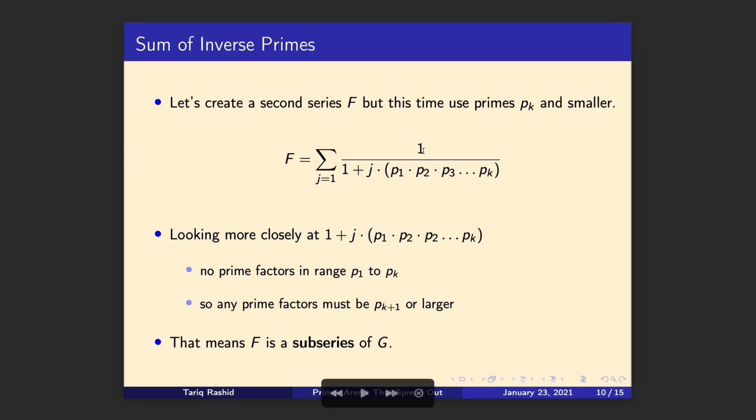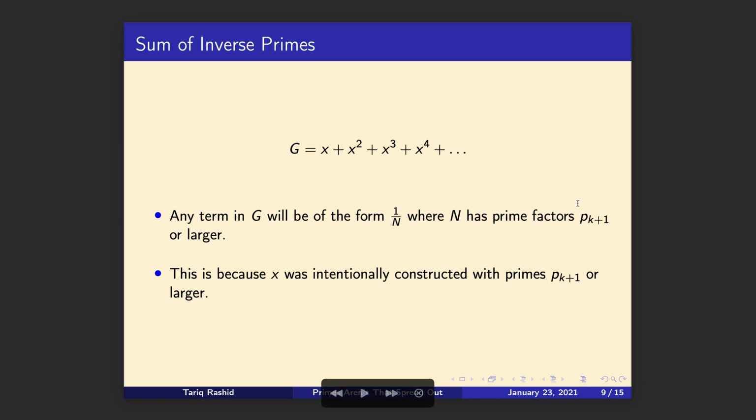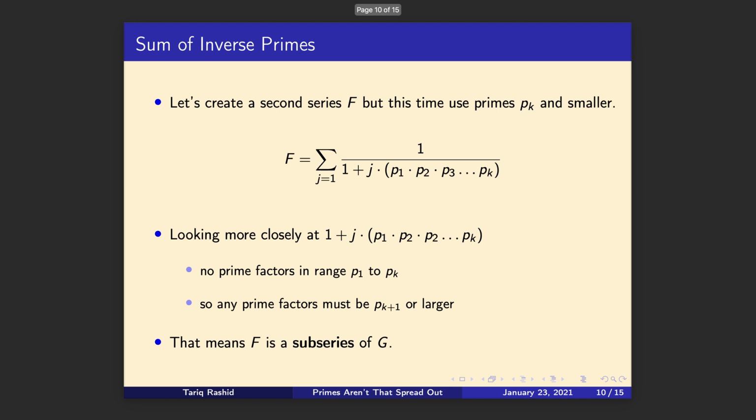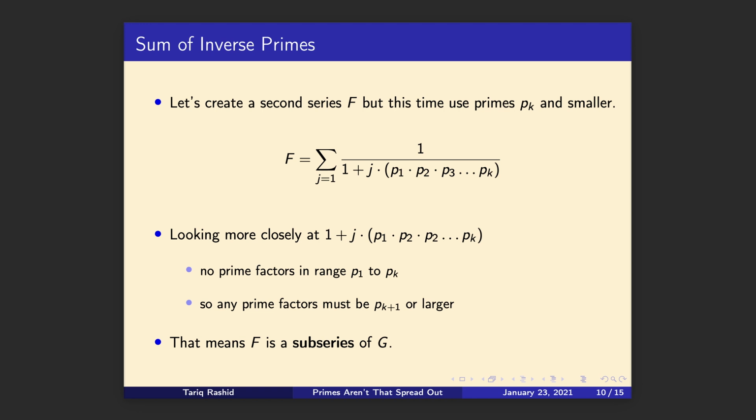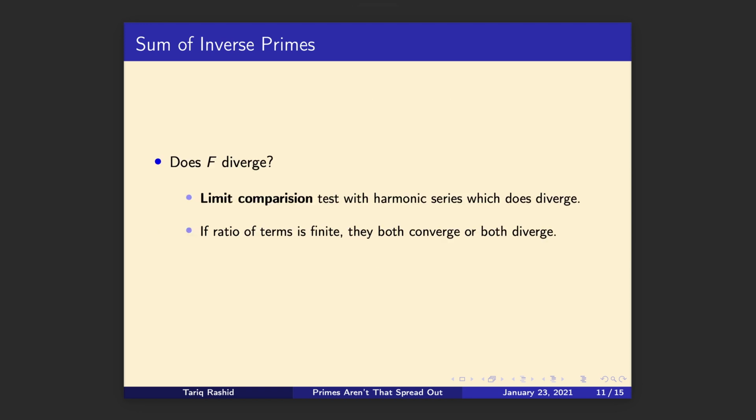So if the terms are 1 over something which has only prime factors pk plus 1 or larger, it means that f is actually a subseries of g. Let's look at that again. This thing where the n has prime factors pk plus 1 or larger, not pk or smaller. So this must be a subseries of g. That's something that we can latch onto now. And our proof method is to look at this f that we've constructed, which is a subseries of g, and ask, does it diverge?